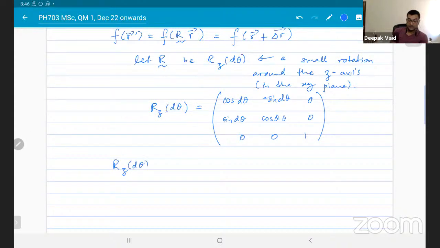What will be the effect of this rotation on a vector? Let's say x, y, z. So this I can write as, when you take the limit of small d theta, 1 minus d theta, 0, d theta, 1.